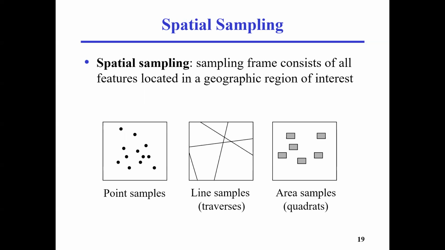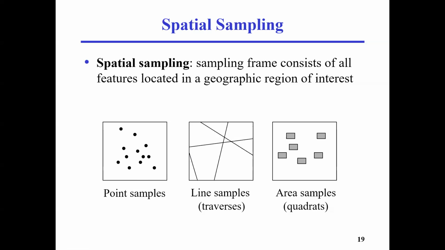Okay. So next, let me just add the spatial context to those sampling methods I just introduced. So now we have spatial sampling. Sampling frame consists of all features located in a geographic region of interest. These features could be point features, could be line features, or area features.